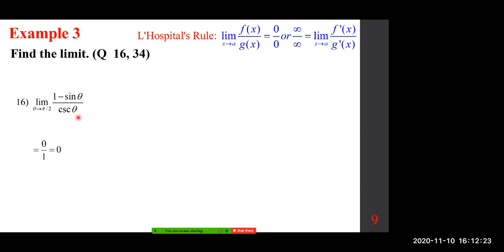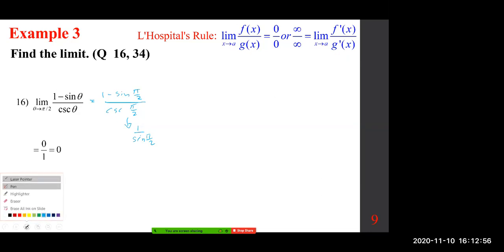I want to make sure everybody understands again what happens. Let's just actually write this for one moment. When you plug in, it becomes 1 minus sine pi/2 over cosecant pi/2. Now sine of pi/2 is 1, so is cosecant pi/2, because cosecant is 1/sine. In other words, you plug in and it works out and you're done. You don't have to do anything else.